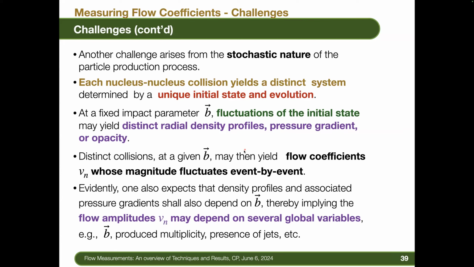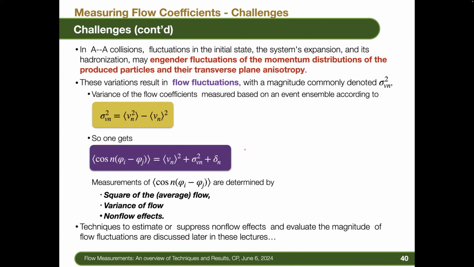So this leads to the notion of flow fluctuations, and we will characterize these flow fluctuations in terms of a variance. And the variance is, by definition, the expectation value of the square minus the square of the expectation value. So at the end of the day, when we measure flow, we have contribution from the flow we wish to measure, the actual geometry-driven flow. We have flow fluctuations, and we have non-flow contributions as well.